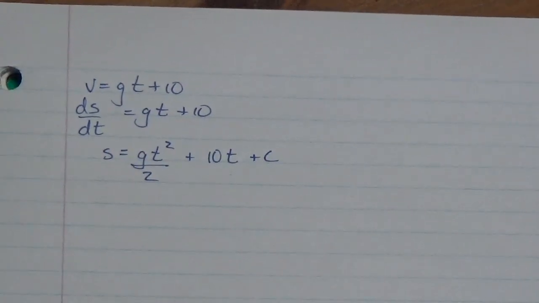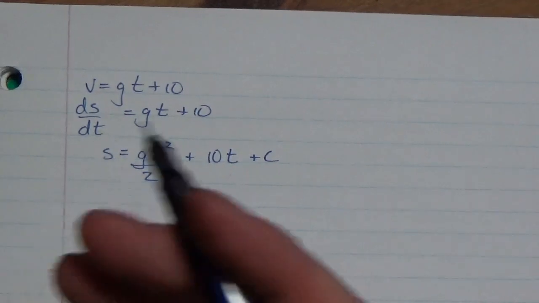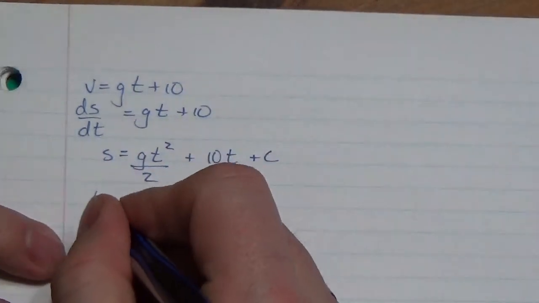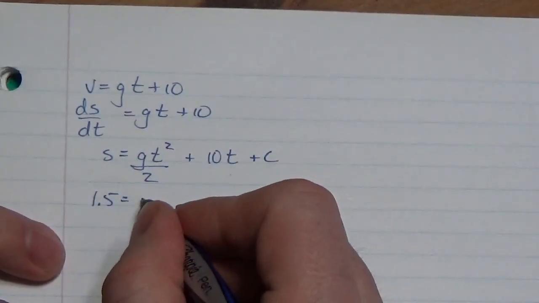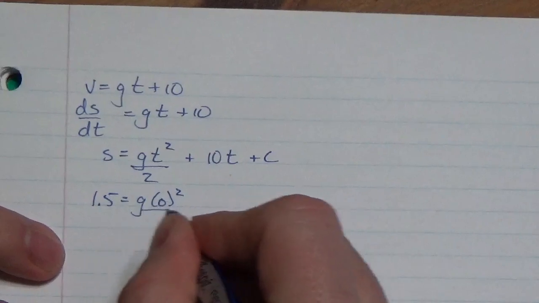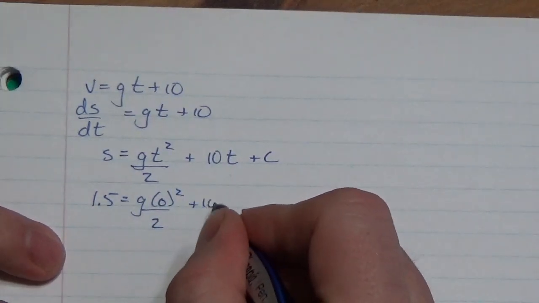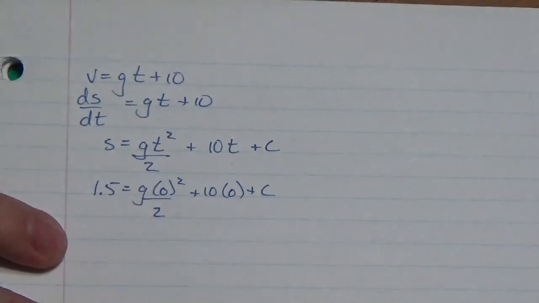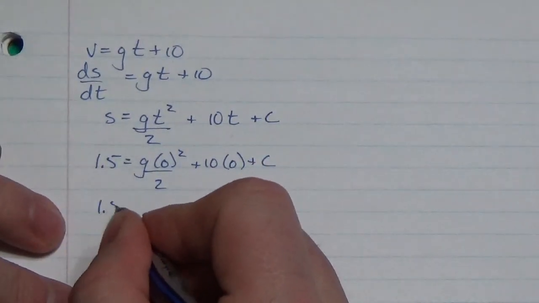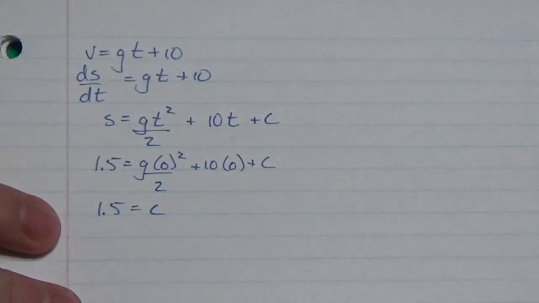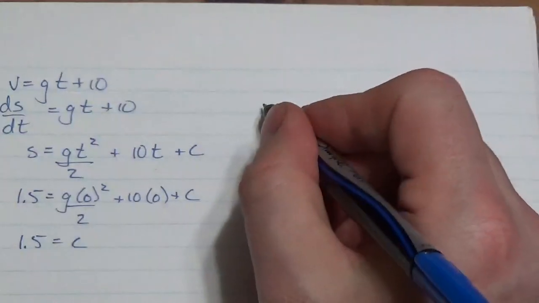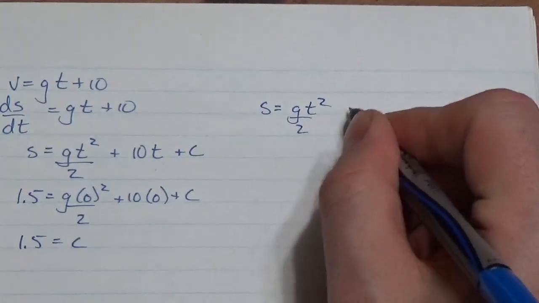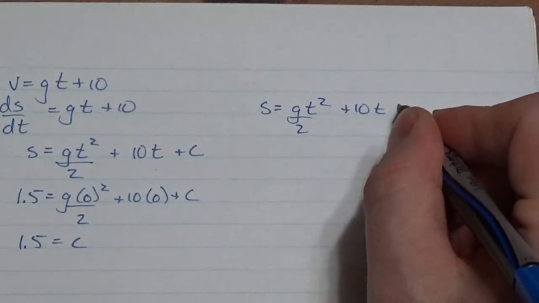Now, I can figure that out easily enough, though, because I know what some of my initial information was. I know that when time is equal to 0, my displacement was equal to 1.5. That was one of those bits of information that I was given initially here. So I can use that to determine that the value of the arbitrary constant here is 1.5. So up here I can write, okay, so my displacement is going to equal gt squared over 2 plus 10t plus 1.5.